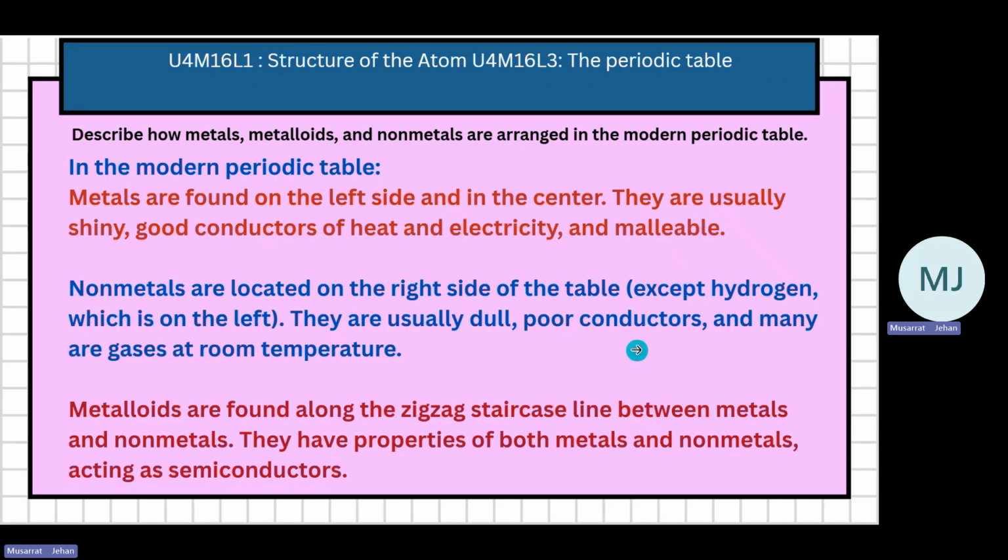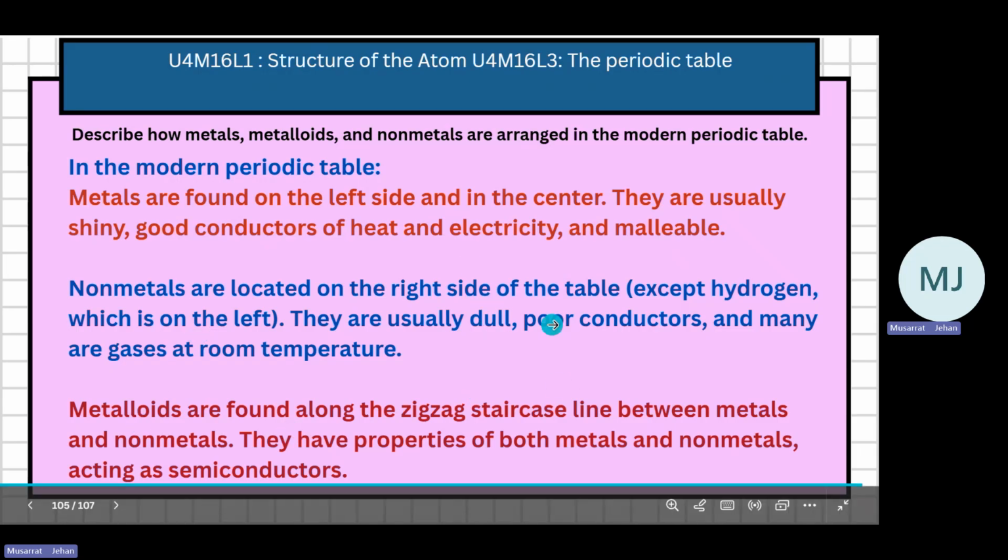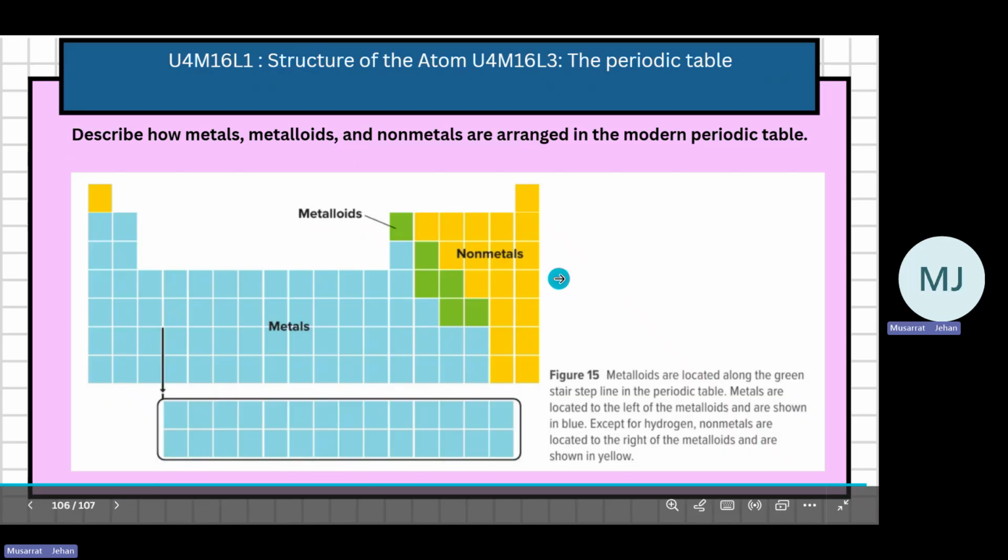Non-metals are on the right side, except hydrogen. They are usually dull and poor conductors, and at room temperature most of them are gases. Metalloids are found in a zigzag staircase line between the metals and non-metals. They have properties of both metals and non-metals, and they act as semiconductors.